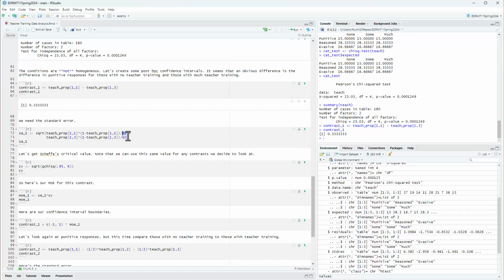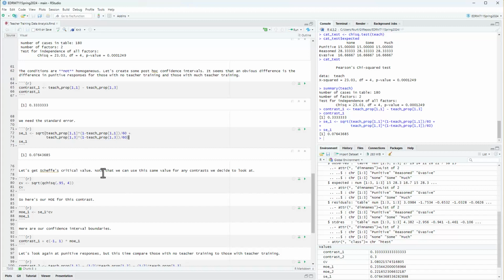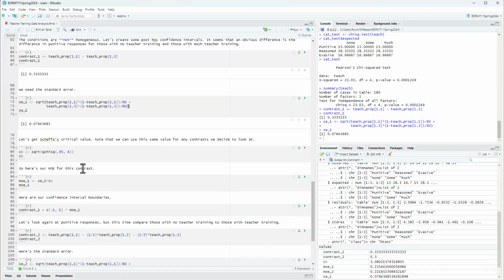Then I am comparing that to the proportion in the much training group that were punitive and those in the much training group that were not punitive. And again, the proportion is calculated based upon 60 teachers, this time a different 60 in the much training group, and so I put a 60 there. And that gives me my standard error once I take the square root of that. So there's my standard error of about 0.076. Now for Scheffé's critical value, remember that I take the critical value for the omnibus test.